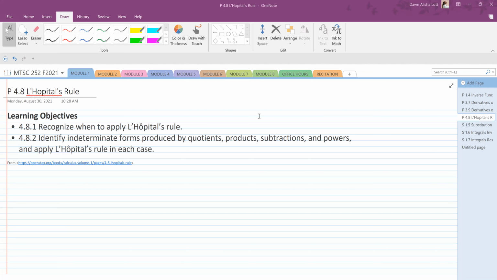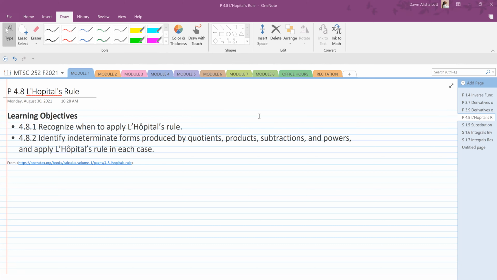So in this section, we're going to be doing L'Hopital's rule. L'Hopital's rule has always been one of my favorite parts of calculus. We want to recognize when we need to apply L'Hopital's rule and also identify indeterminate forms that are produced by quotients, products, subtractions, and powers, and apply L'Hopital's rule in each case.